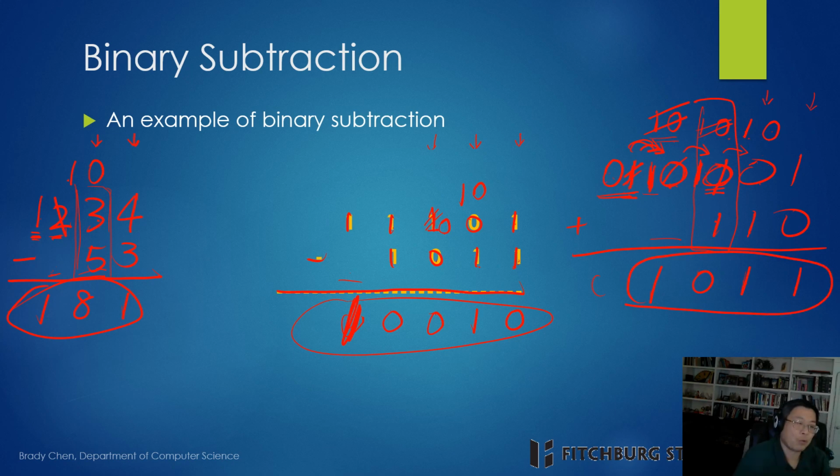So this is a little bit tricky because you have to borrow from the previous one. If the previous one has nothing, you have to borrow from the previous one again. But the good news is we don't need to deal with binary subtraction in computer science.